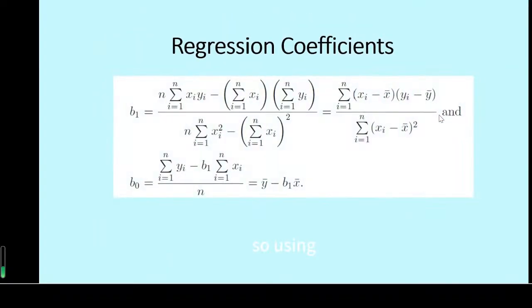Using the least squares method, we can get the point estimate of b0, which is the intercept of the linear regression line, and the slope b1, coming from all the x and y values, where y bar and x bar are the mean values in the sample.